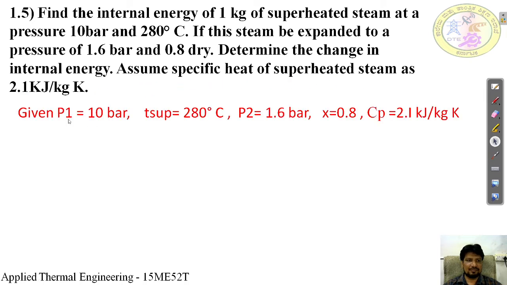Values are: pressure 10 bar, and superheated temperature is given as 280 degrees centigrade, and when it is expanded to a pressure of 1.6 bar, its dryness fraction is 0.8, and specific heat of superheated steam is 2.1 kilojoules per kg Kelvin.